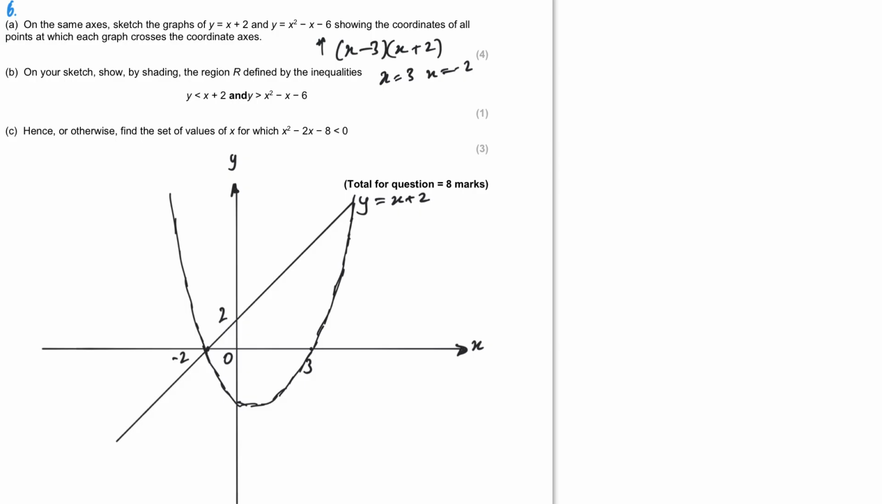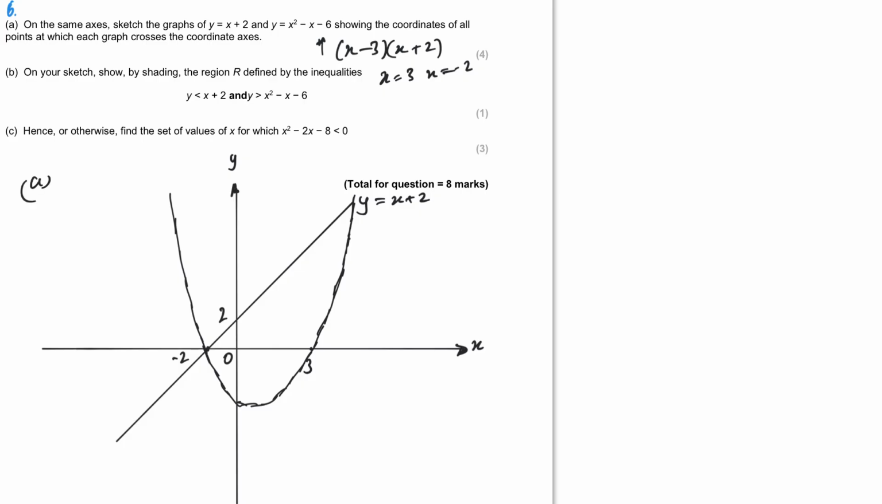Just be careful of this minus 2 here. You can just double check it, put minus 2 into here. And of course, the y is 0. So you know it is the same. So that's part A done, isn't it?